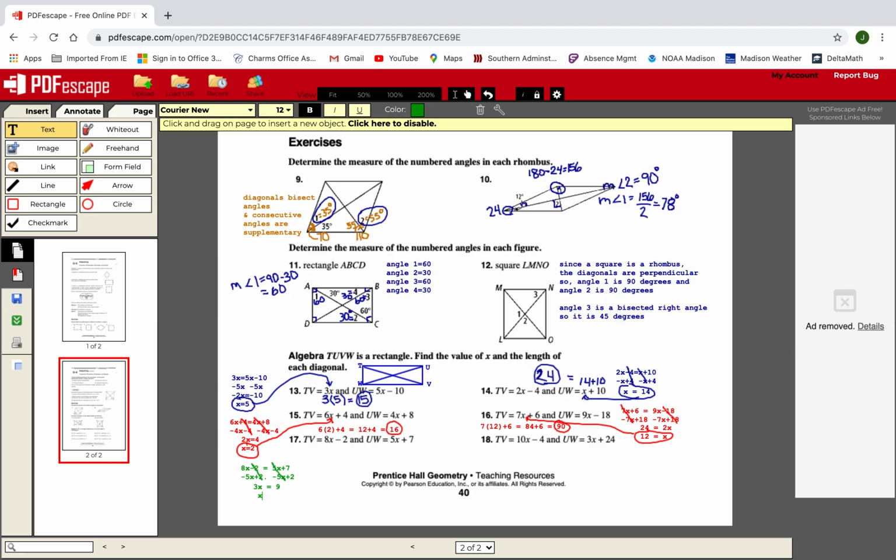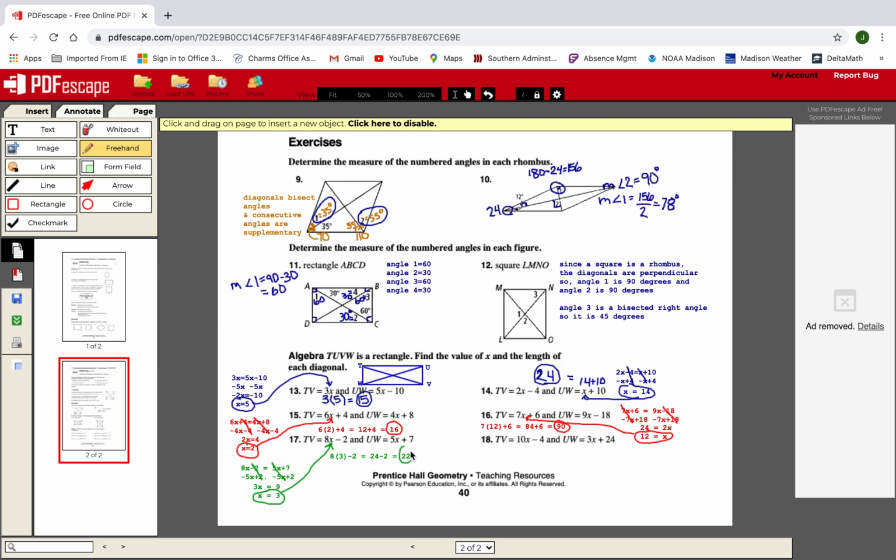My last thing to do here then is to divide both sides by 3, and I get that x equals 3. Now that I know that x equals 3, I will just pop that right back into either one of these equations. Doesn't matter which one, because my diagonals are equal anyway. Okay, so I'm just going to pop that back in right here. Color sure is helpful, isn't it? So instead of saying 8x minus 2, I'm going to say 8 times 3 minus 2, which is 24, minus 2, which is 22. And that's going to be the length of my diagonals for number 17.